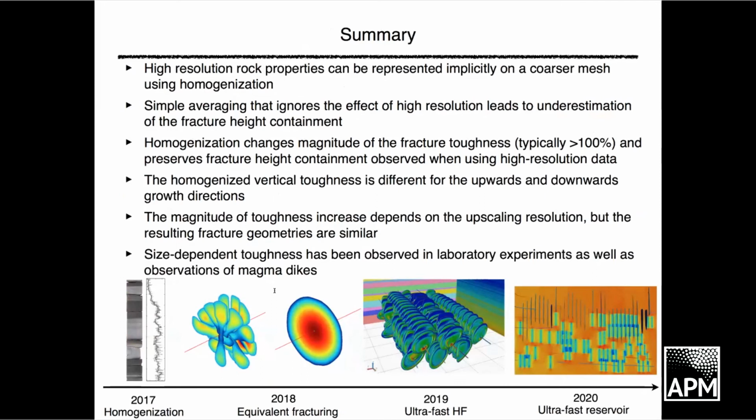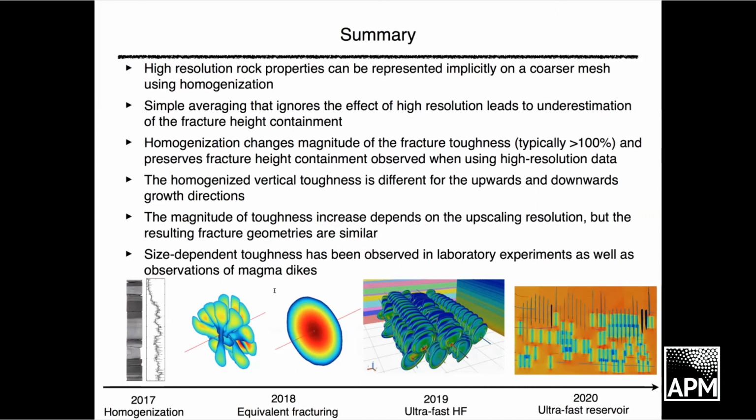So the idea of all this homogenization is to represent high-resolution rock properties implicitly on a coarser mesh, because we cannot run numerical simulators at 1 meter, half a meter, or 0.1 meter resolution. So we want to somehow implicitly represent this. If we do just a simple average of the properties, we ignore certain effects associated with high resolution, so we just smear them out. But if we do homogenization, we represent this high resolution property variation via an effective change of vertical fracture toughness, and this change is typically on the order of 100%.